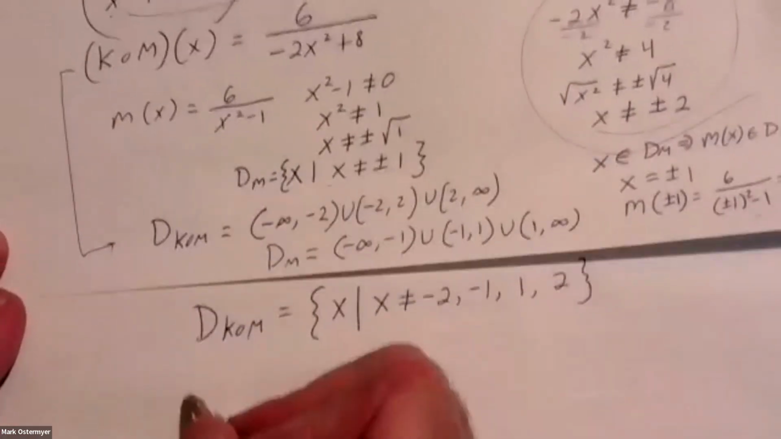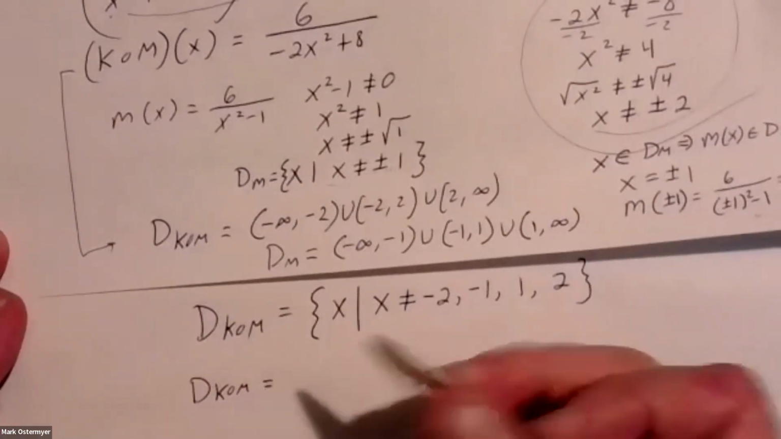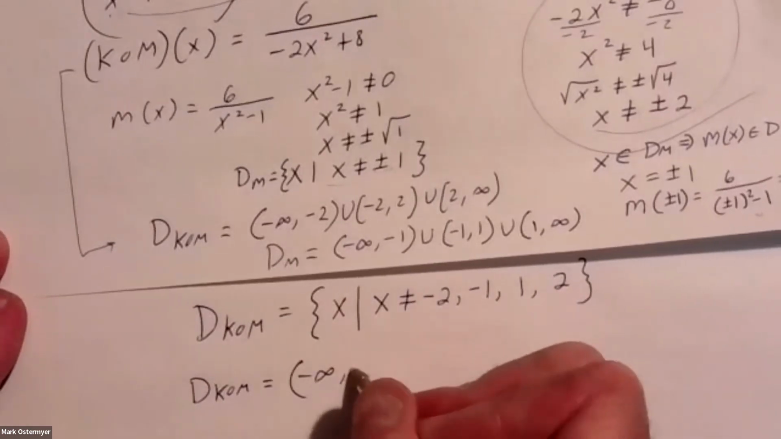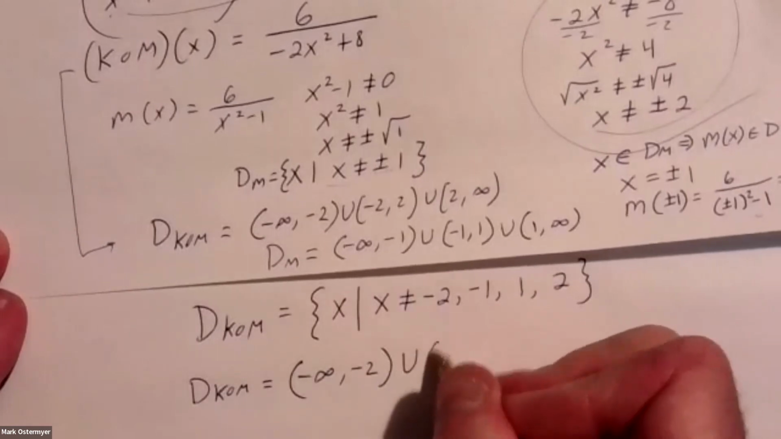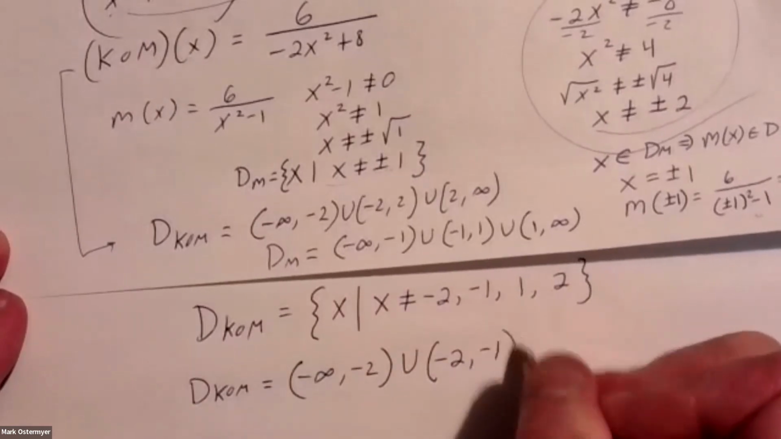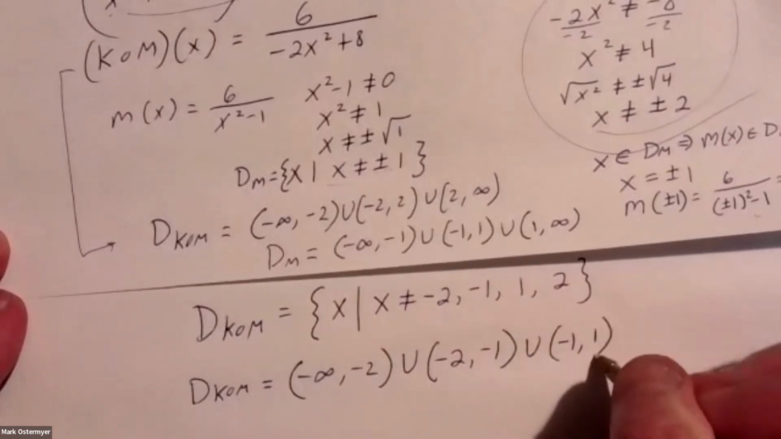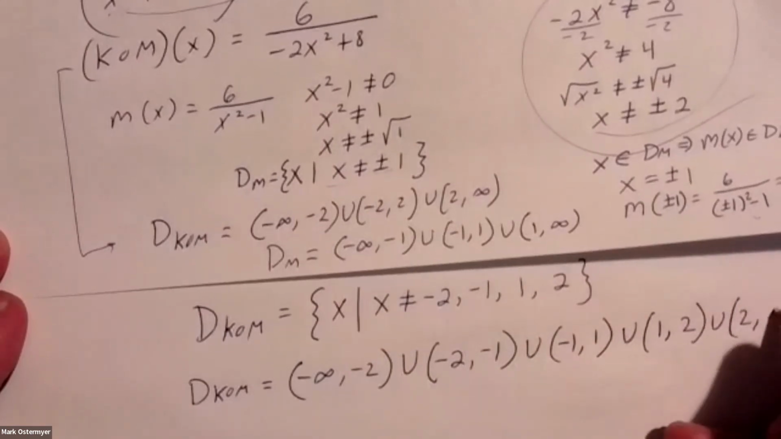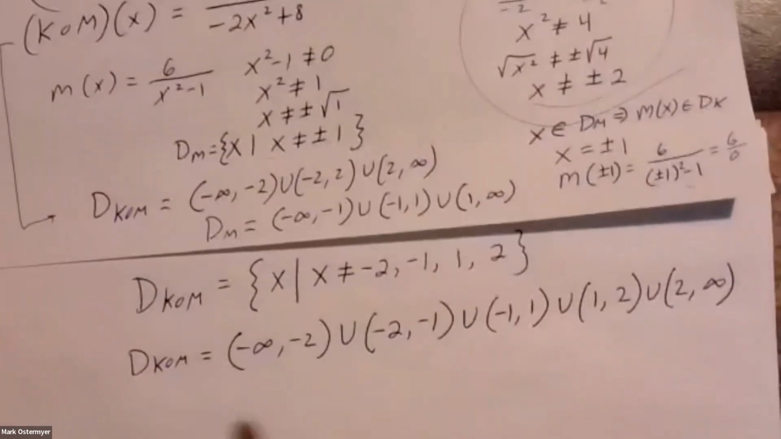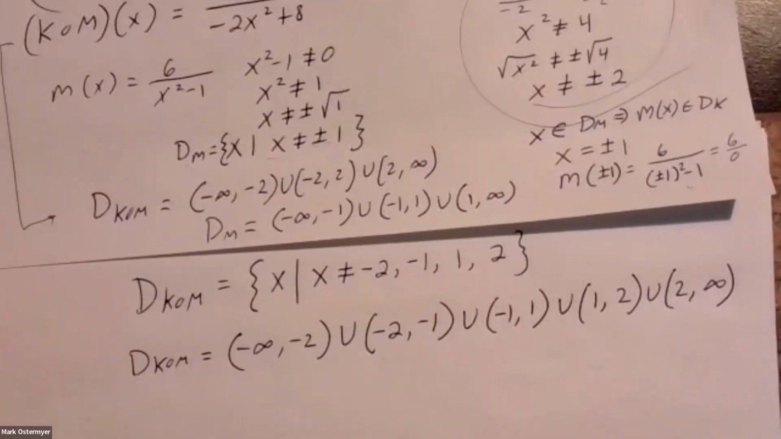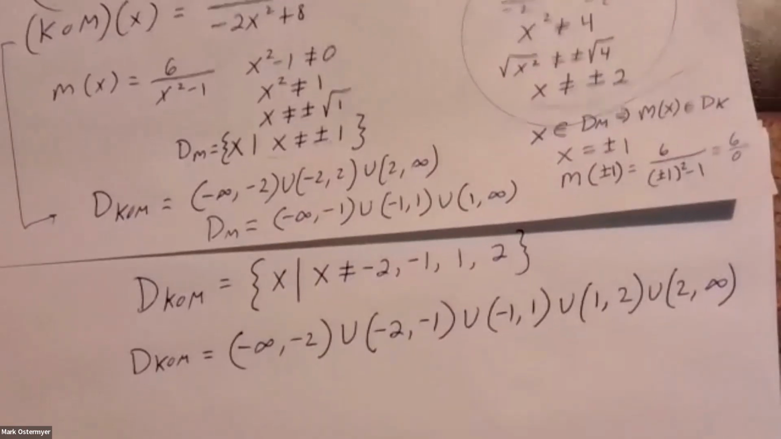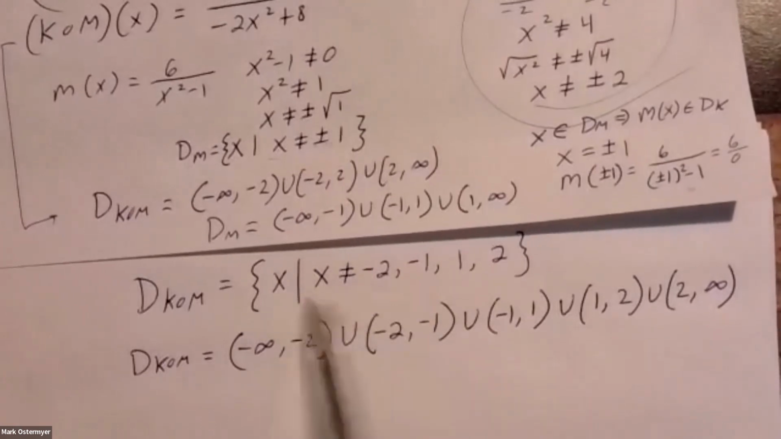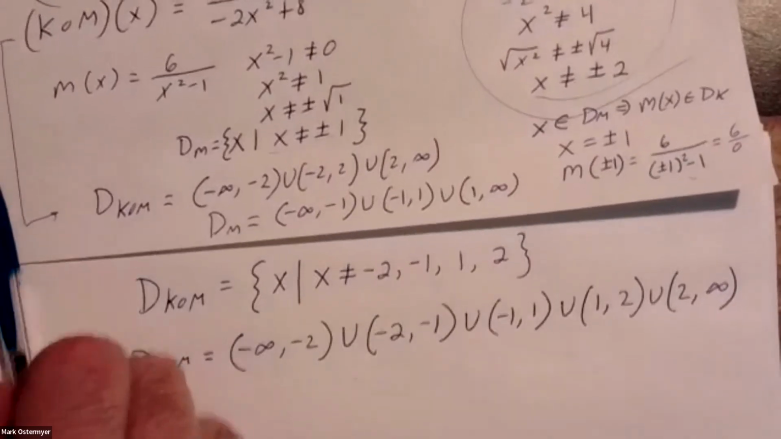All right. Now the interval notational way would be saying from -infinity up to -2, in union with not including -2, -2 up to -1, in union with not including -1 up to 1, in union with not including 1 up to 2, in union with not including 2 up to infinity. Okay, so that would be the domain of K composed with M of X. This is basically an elaborate way of saying all real numbers except -2, -1, +1, and +2. Right? That's what it's saying. It's saying the same thing as this is saying right here. Same thing.